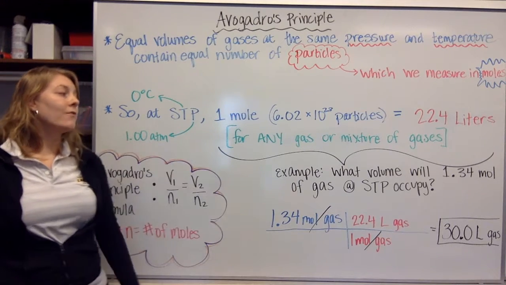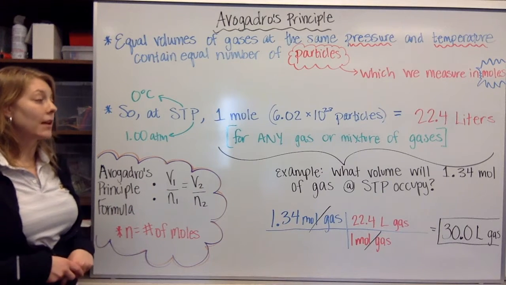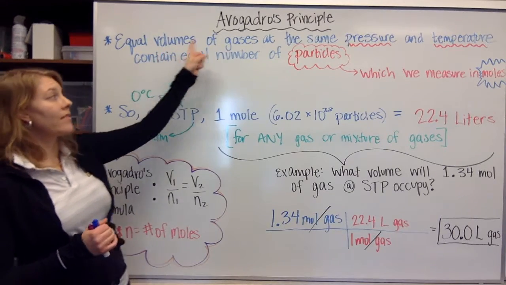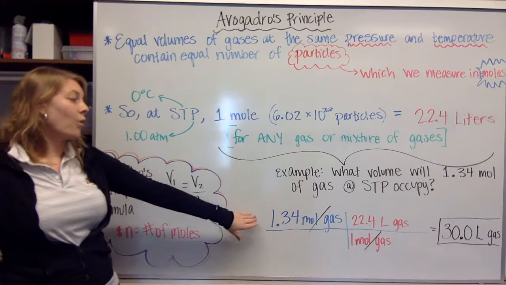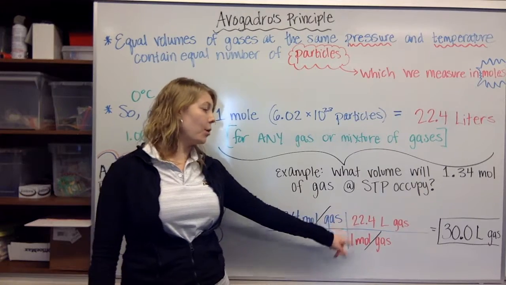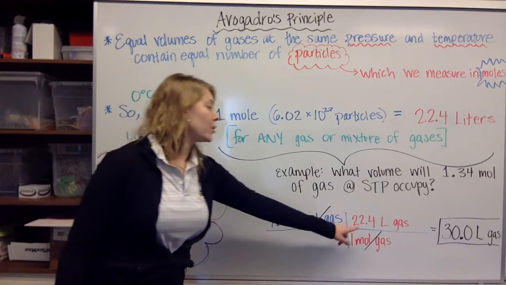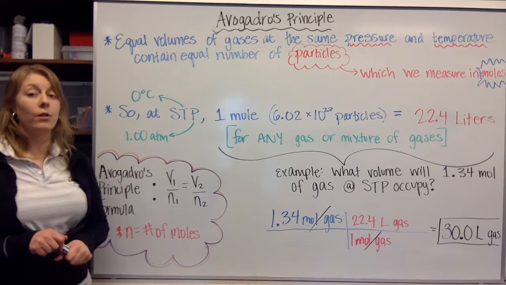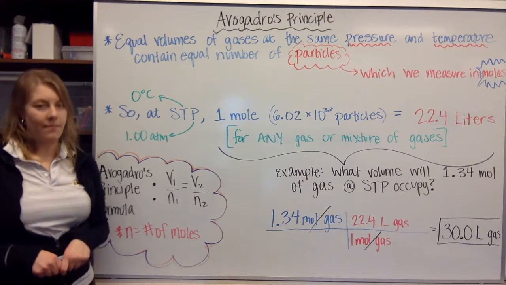If I have the problem, what volume will 1.34 moles of a gas, any gas, at STP occupy? Doesn't matter what the gas is, right? Because equal volumes contain the same number of particles or the same number of moles. So if I have 1.34 moles, doesn't matter the gas at STP, I can convert using the molar volume of a gas at STP. Moles of the gas goes on bottom, 22.4 liters goes on top. When moles crosses out, I get 30.0 liters of a gas. Again, doesn't matter the gas.